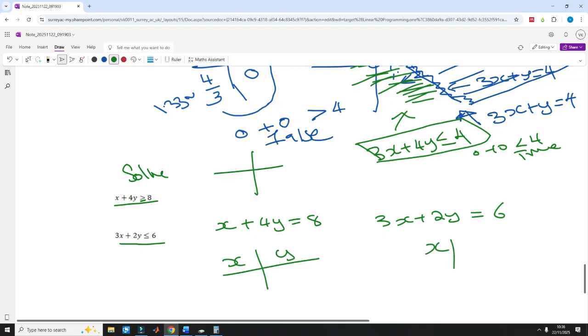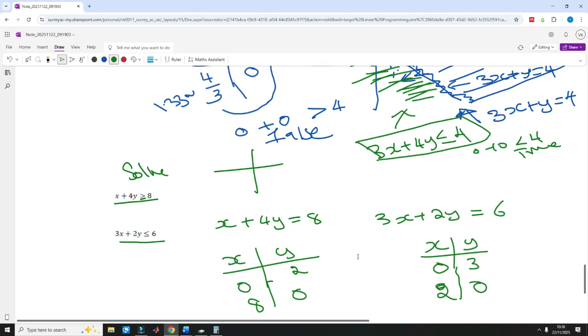Now make a table of x, y. Put x equal to 0, y equal to 0. When x is equal to 0, y is equal to 8 by 4, that's 2. When y is equal to 0, x is equal to 8. And similarly for the other equation, when x is equal to 0, y should be equal to 3, and when y is equal to 0, x should be equal to 2. Very simple, isn't it?